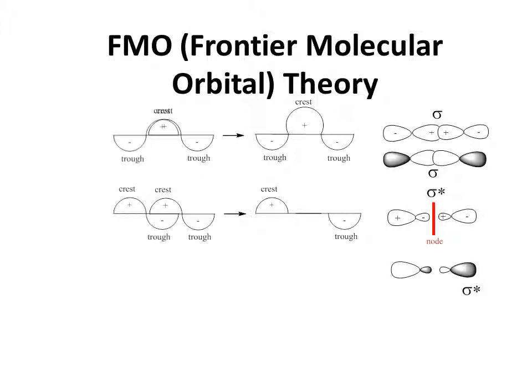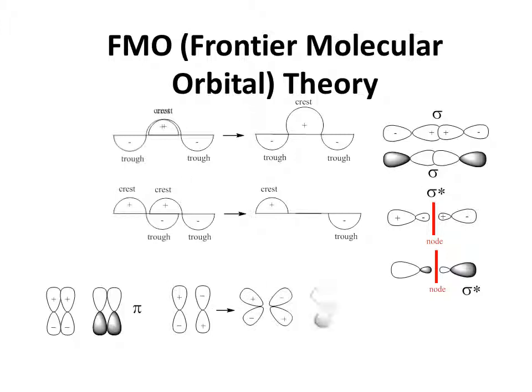For side-to-side overlap of p orbitals, you get a low-energy, stable molecular orbital, a pi bond, when the overlapping orbital phases are the same. If the interacting orbital phases are opposite, there's repulsion, and you get an unstable, high-energy, antibonding pi molecular orbital, pi star. Again, there is a node between the interacting orbitals, a region of zero electron density.